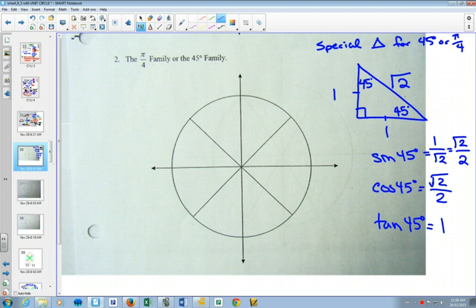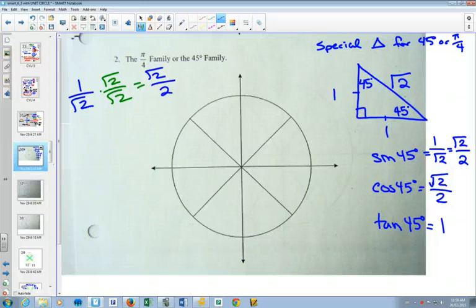Yes? The 1 over root 2. Then if I took 1 over root 2 and I rationalized the denominator by multiplying the top by root 2 and the bottom by root 2, I'm going to get root 2 on the top, and root 2 times root 2 is just 2.